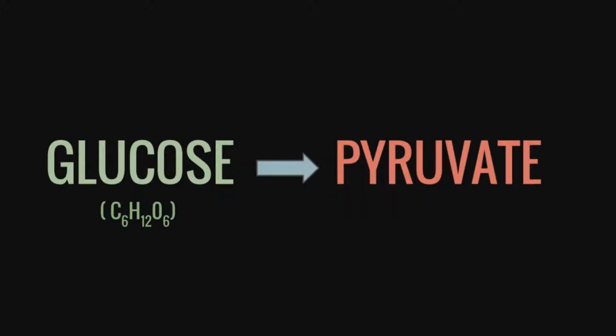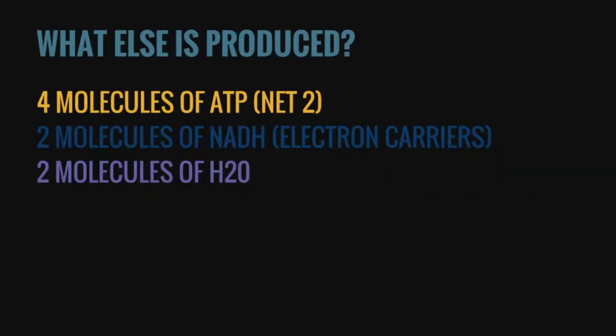Essentially, in glycolysis, the main part is that we take glucose, C6H12O6, and convert it to pyruvate. Now, there are other things that are produced in this metabolic pathway. We have 4 molecules of ATP, but since we are investing 2 in the beginning, which we will go deeper into further on, the net ATP we gain out of this process is 2. We get 2 molecules of NADH, energy-rich molecules useful in further steps of respiration, and 2 molecules of H2O.